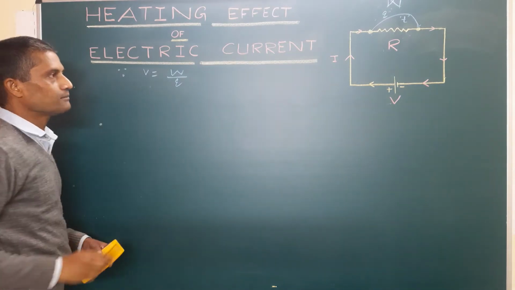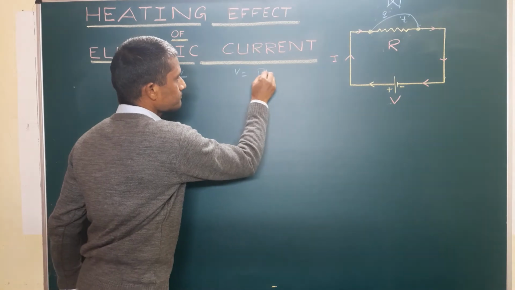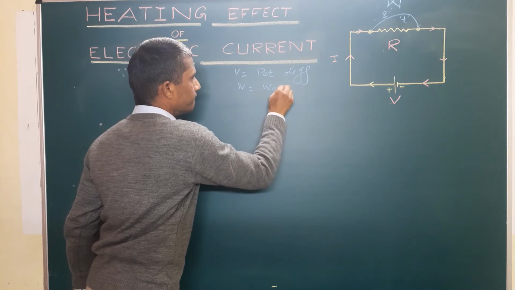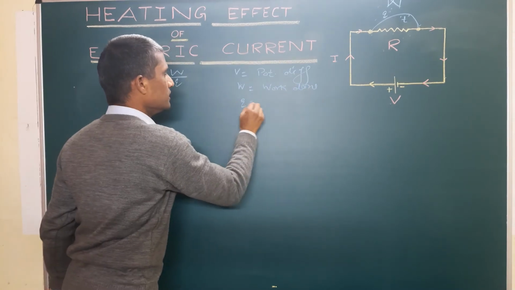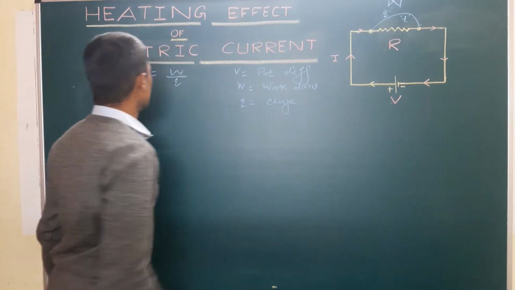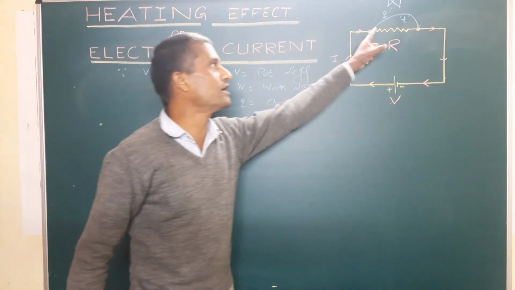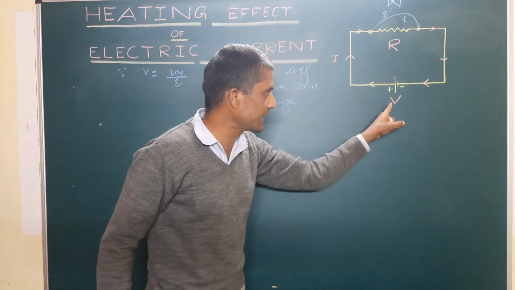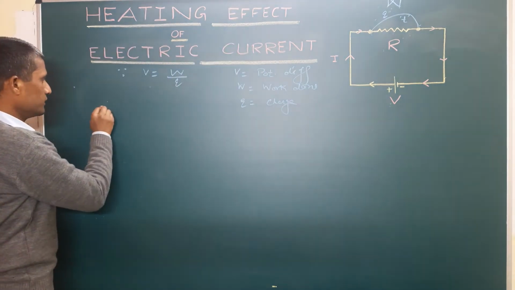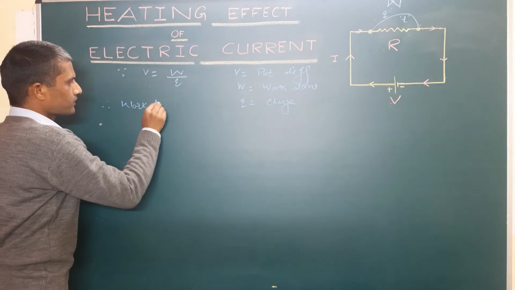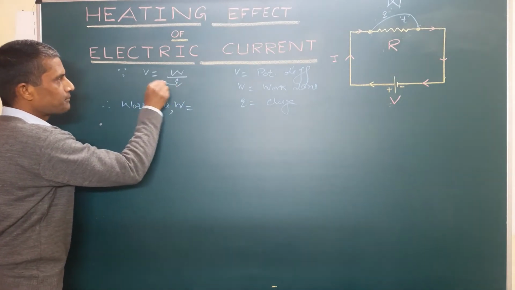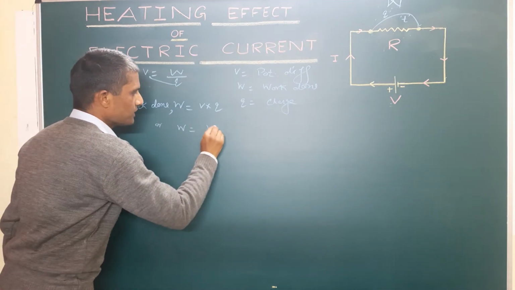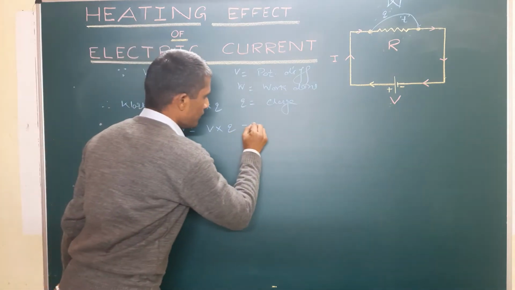Since we know that V is W upon Q, where V is the potential difference, W is the work done, and Q is the electric charge, V is equal to W upon Q. Since work is required to make the charge Q move from one end to another end under the action of potential difference V, the work done W is the product of V and Q, or W is equal to V multiplied by Q. That's equation number 1.